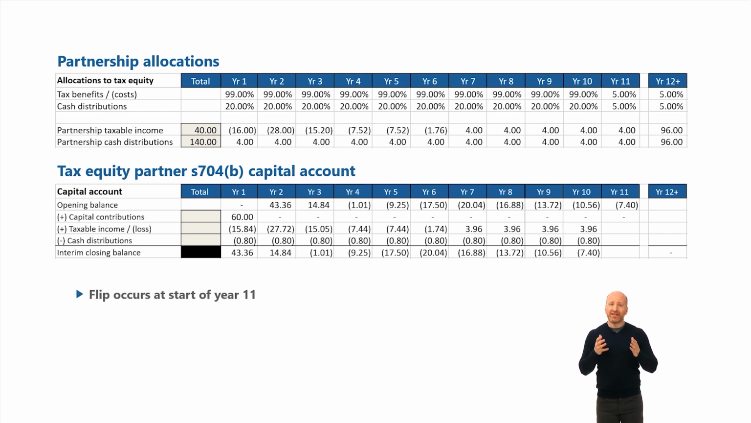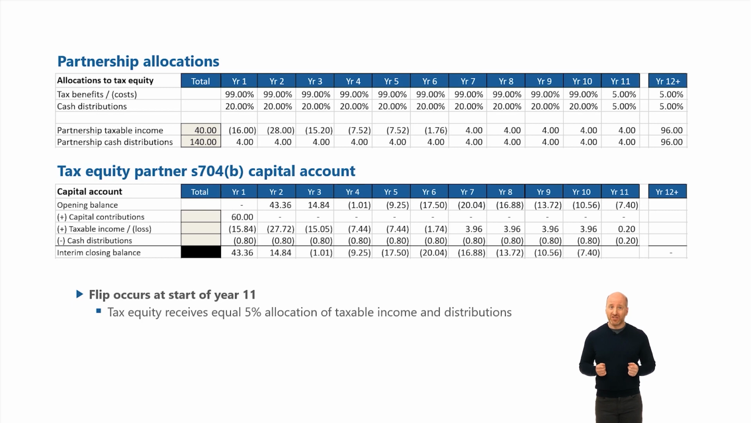So with an opening capital account balance of negative $7.4 million, the tax equity partner will receive 5% of the $4 million of taxable income and 5% of the $4 million in cash distributions. And as taxable income and cash distributions are equal, the capital account doesn't change. It's just going to remain at that negative $7.4 million until the end of the project life.